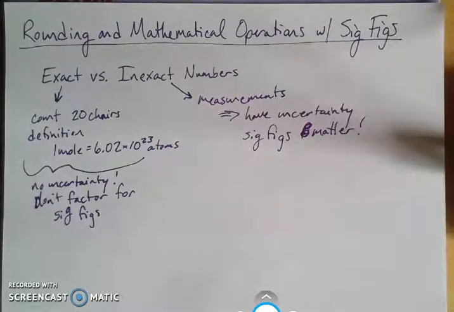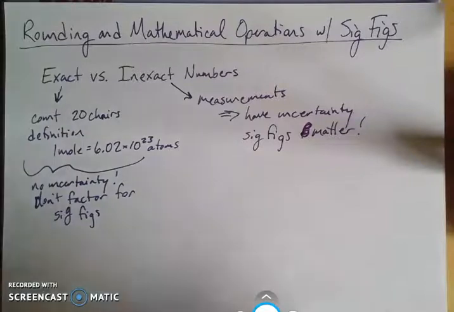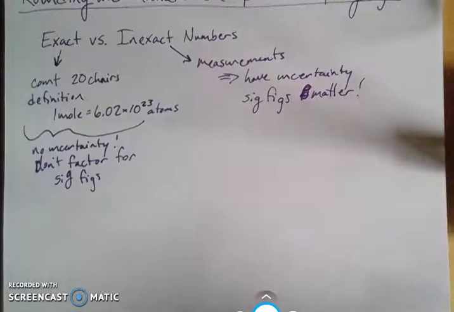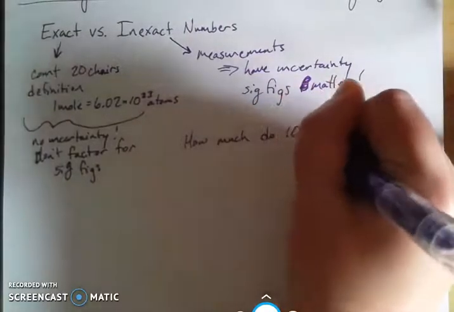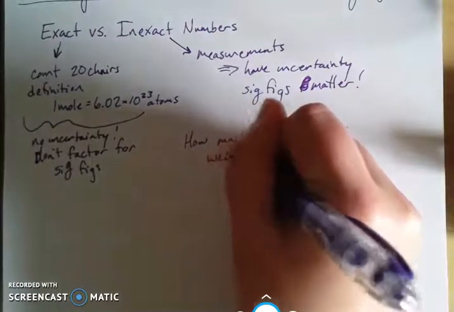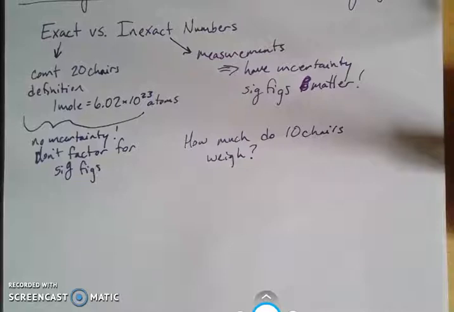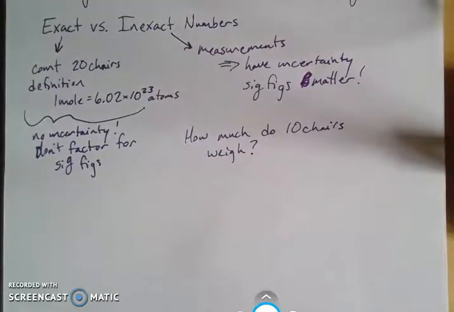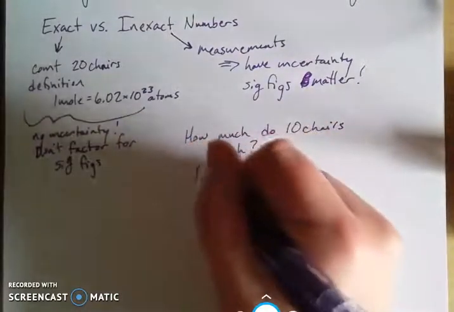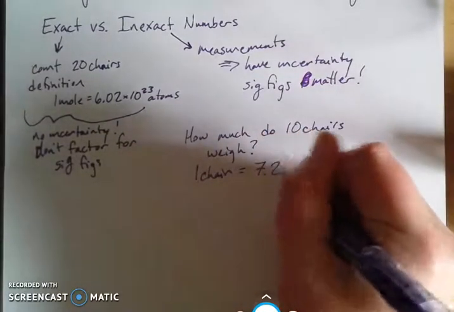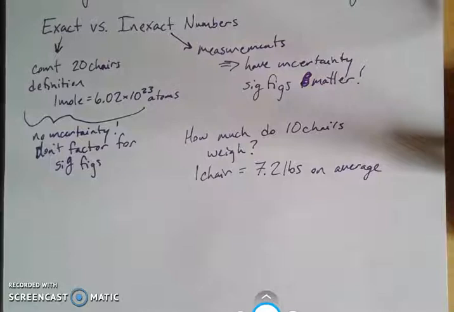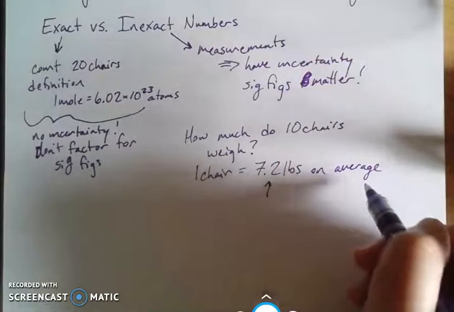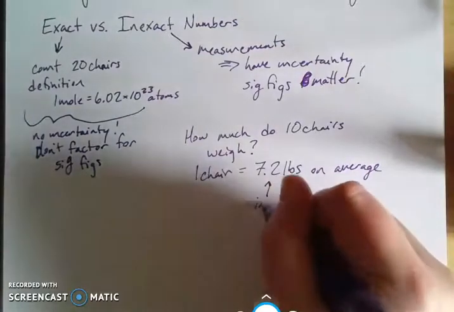Okay, so we have exact versus inexact numbers, and this is going to matter once we get into thinking about this in terms of rounding. So let's think about this in terms of mathematical operations here. If I said, well, how much do 10 chairs weigh? Right, and weight is, of course, a force. It's not a mass. So I'm going to talk about their weight in terms of pounds. And let's say I went around and measured, and I found that the average chair, one chair, is roughly 7.2 pounds on average. So I did a very highly scientific study. I went around, I measured the weight of a bunch of chairs, and the average value was 7.2. So the 7.2 pounds, because it's measured, because it's something that I determined in some way, shape, or form, is an inexact number.